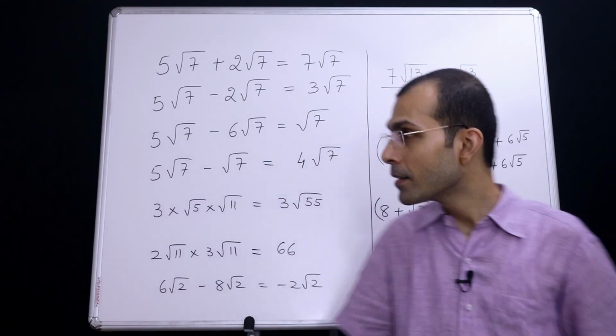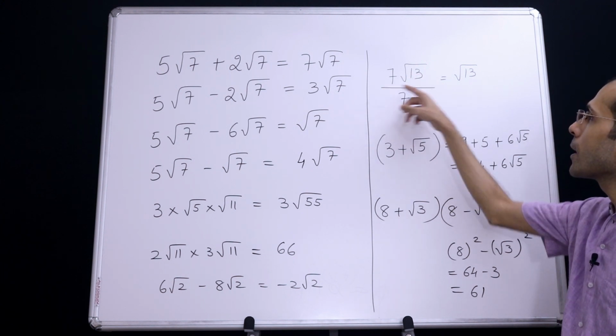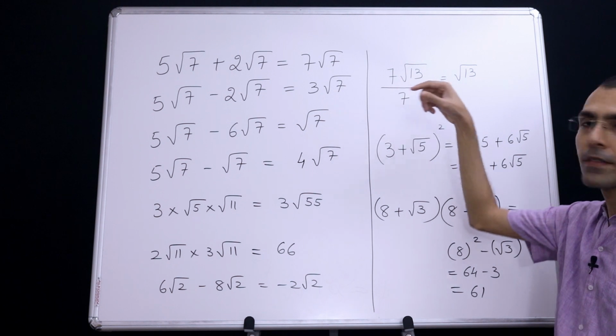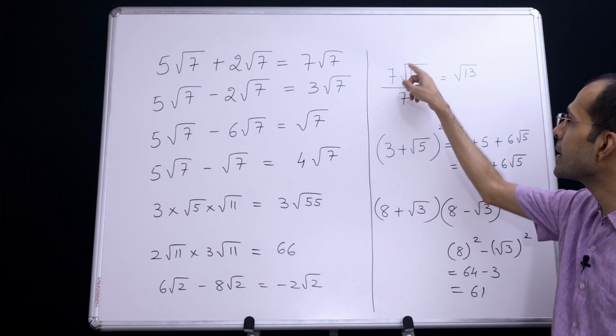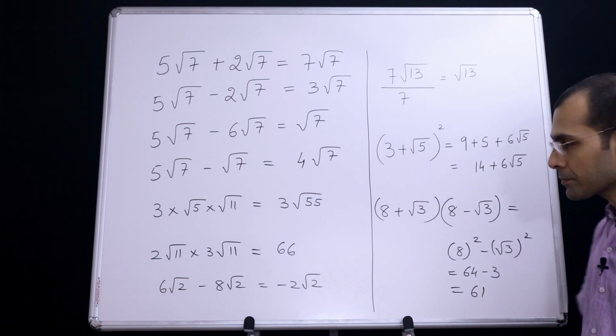Coming here, 7 root 13 upon 7. So 7 and 7 can get cut because it is 7 into root 13. So that will give you plain root 13.